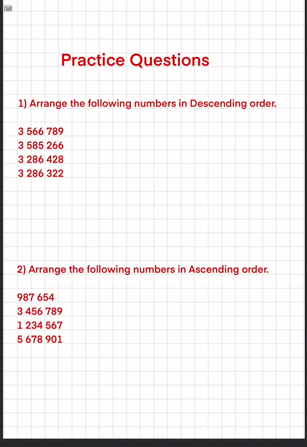The hundred thousands digit is the same, so we can move on to the 10,000s. We've got 60,000 and 80,000. 80,000 is greater than 60,000, so the largest number is 3,585,266. The next largest number is 3,566,789.